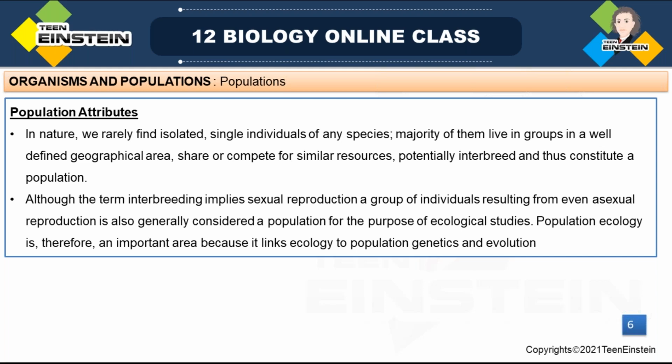We said they interbreed, right? What do you mean by interbreeding? Interbreeding shows sexual reproduction. They are breeding among themselves, and the breeding process is going on between those organisms. So that means a kind of sexual reproduction. But a group of individuals resulting from even asexual reproduction is also considered a population. Through asexual reproduction also, populations are created. See, for ecological studies, we need to consider that also.